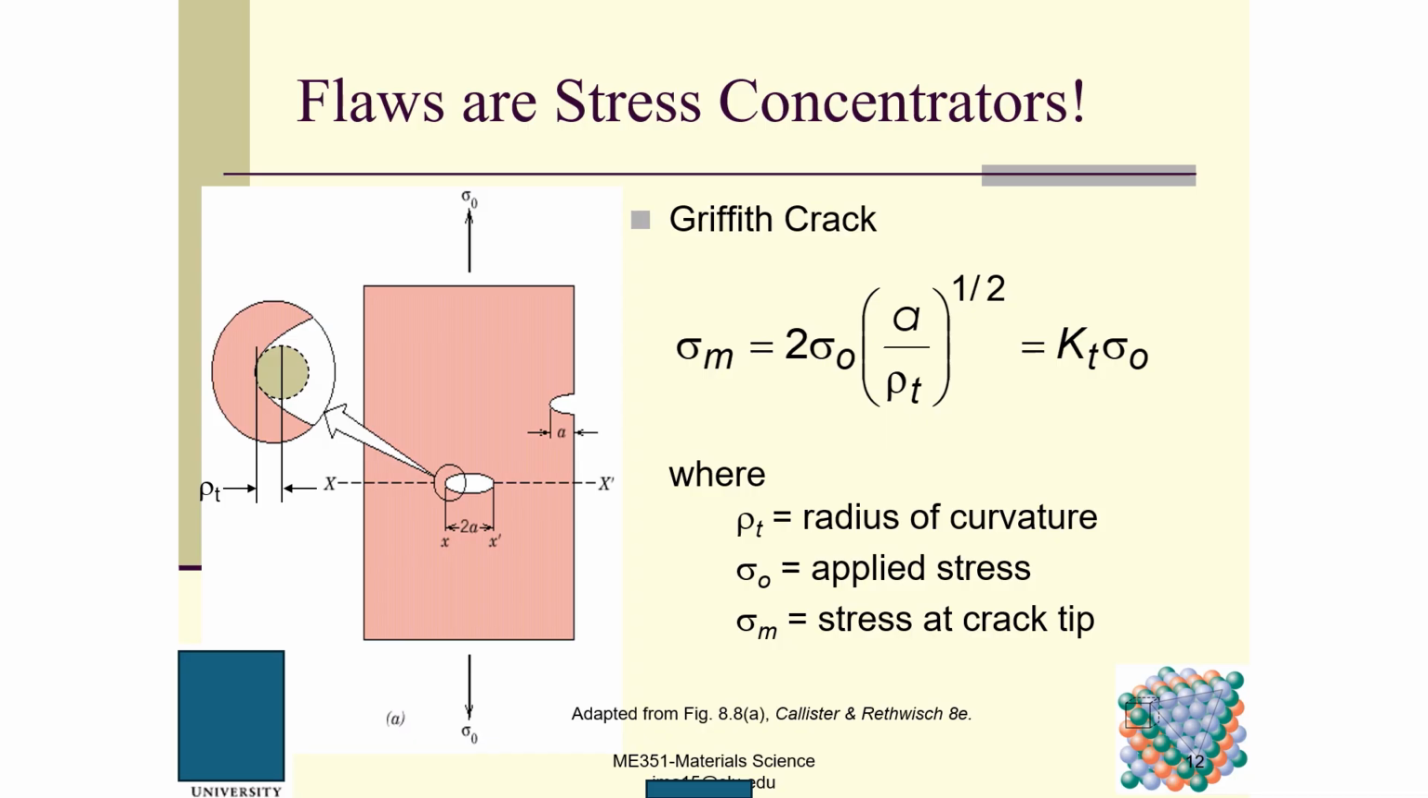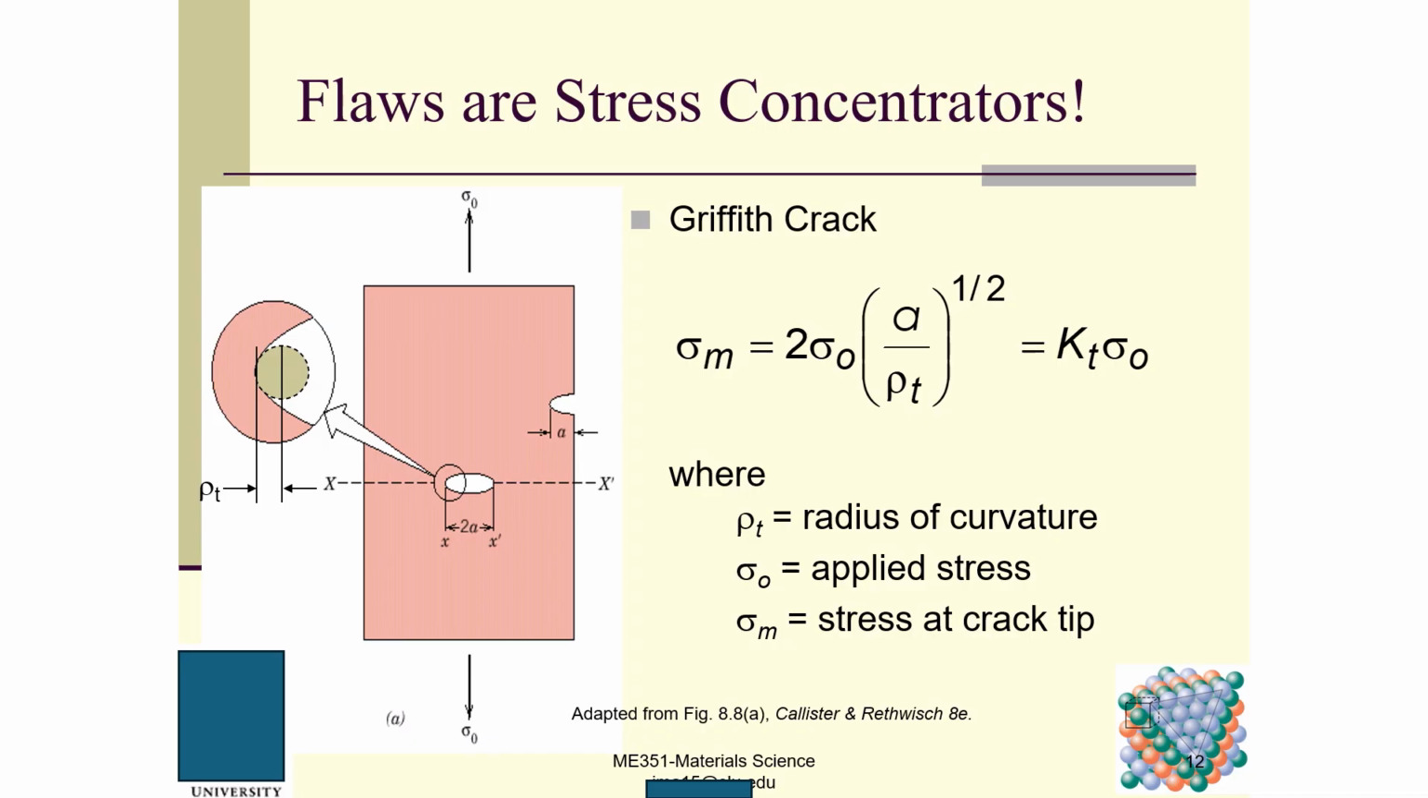Flaws are stress concentrators. Suppose this is the specimen, and here is the flaw, and this is a crack, right? A central crack. So this is a wedge crack. So this is a crack, and these tips are serving as the stress concentrators. Stress concentrators means that at these locations, we have relatively very high stress when compared with other stress levels. You can see here.